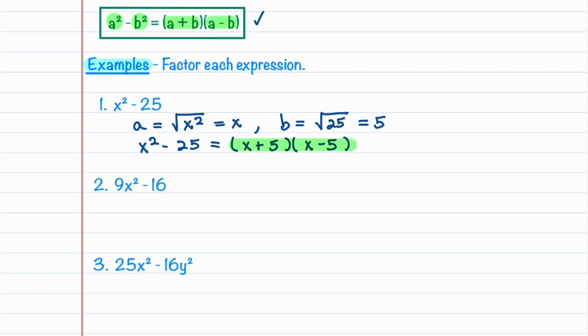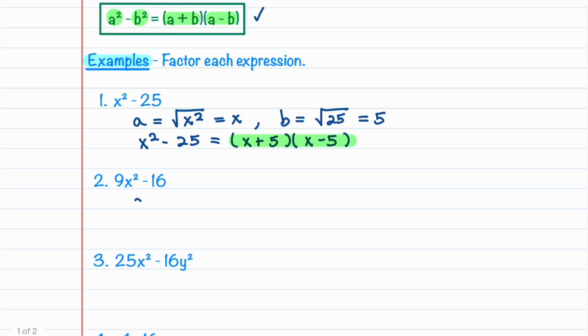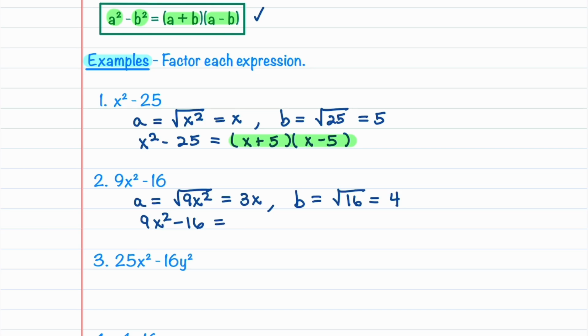Let's do example number 2. Again, we'll begin with a. So a is going to be the square root of our first term, 9x squared, so that's going to be 3x. And then b is going to be the square root of our second term, 16, and this is equal to 4. We can then write 9x squared minus 16 as a plus b, so that's going to be 3x plus 4, and then a minus b, which is 3x minus 4. And that's our factored form.